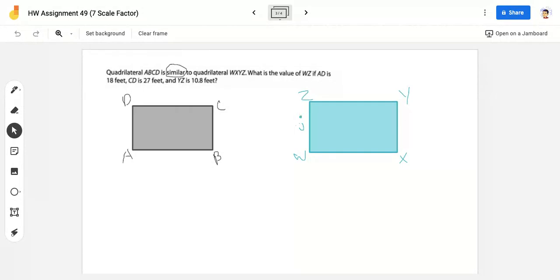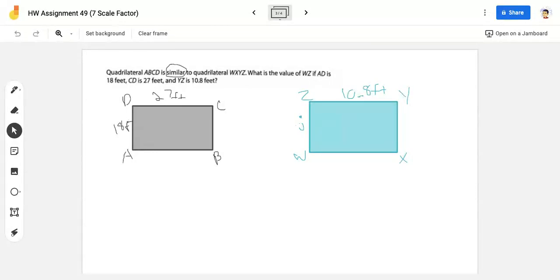If AD is 18 feet, so AD is 18 feet. CD is 27 feet, so CD, or DC better yet, is 27 feet. And YZ is 10.8 feet. So YZ is 10.8 feet. Okay, well, we've got a nice proportion that we can set up.